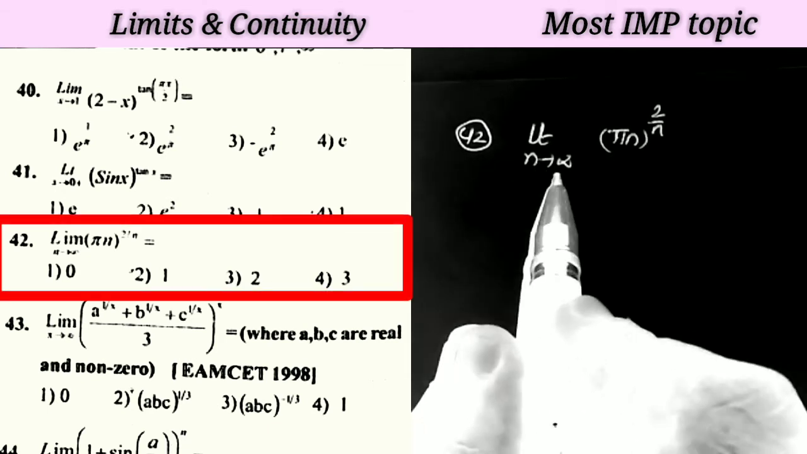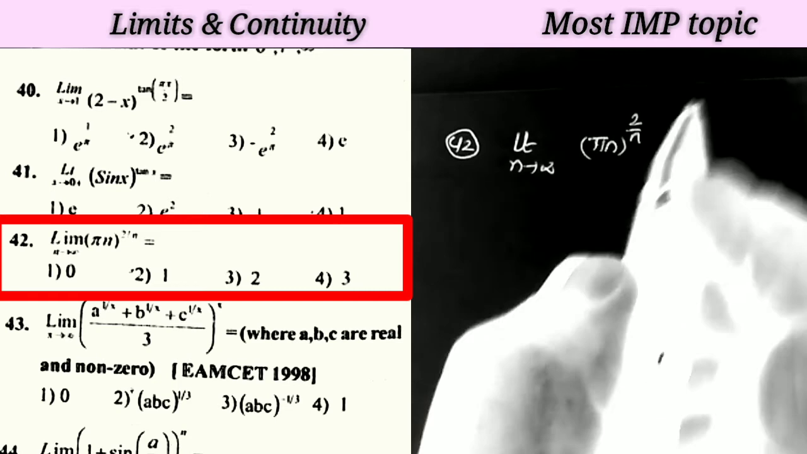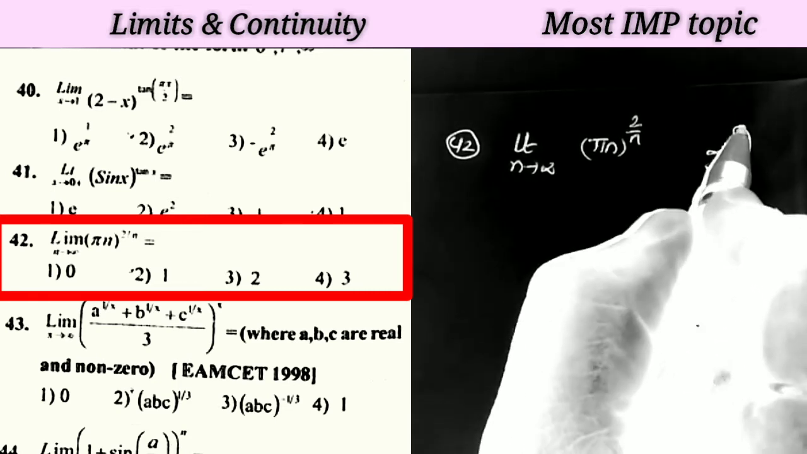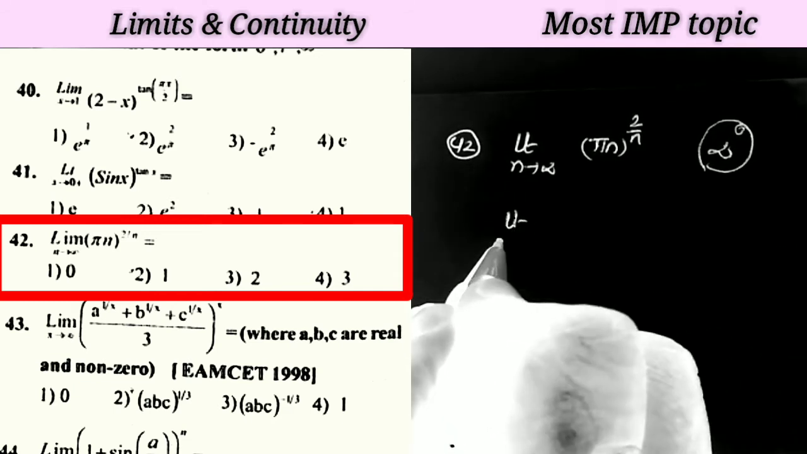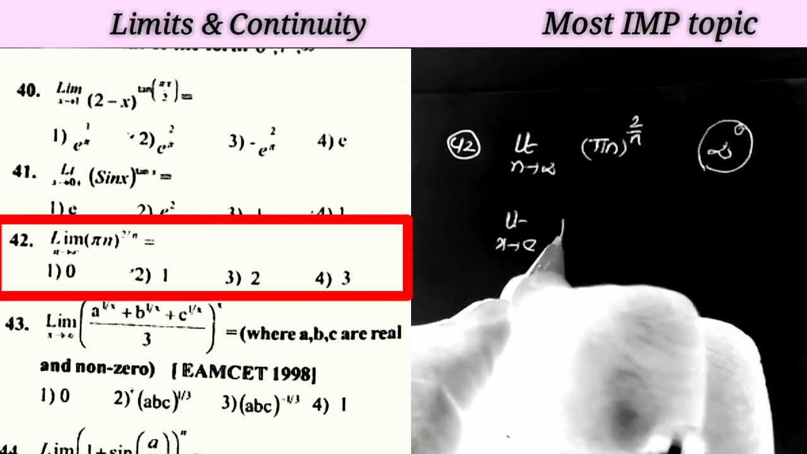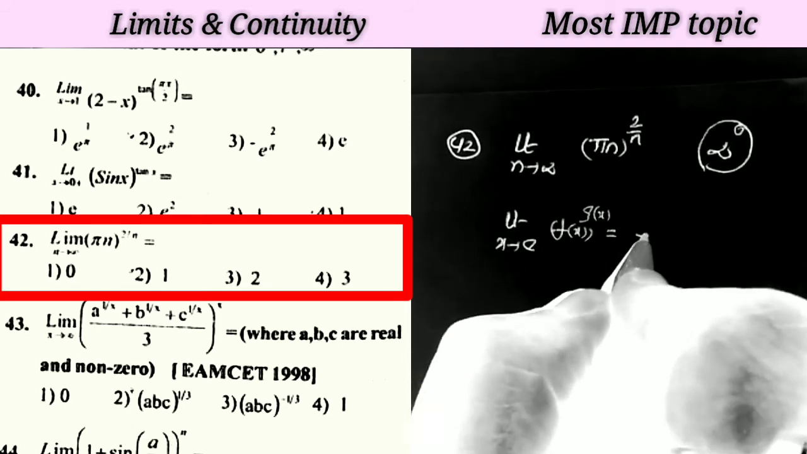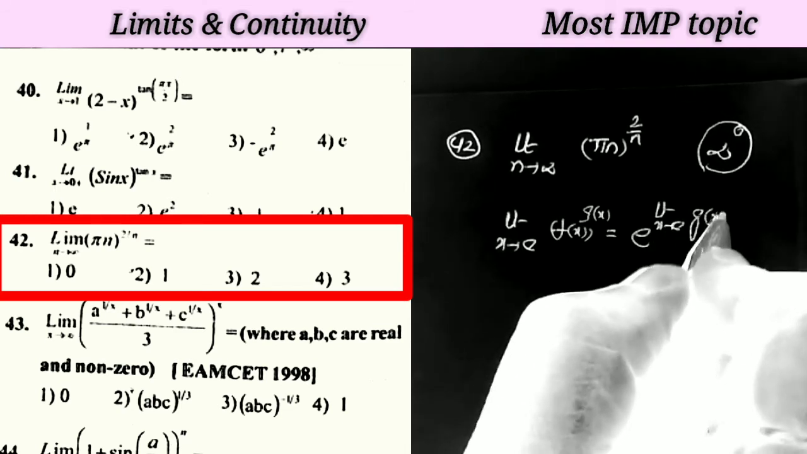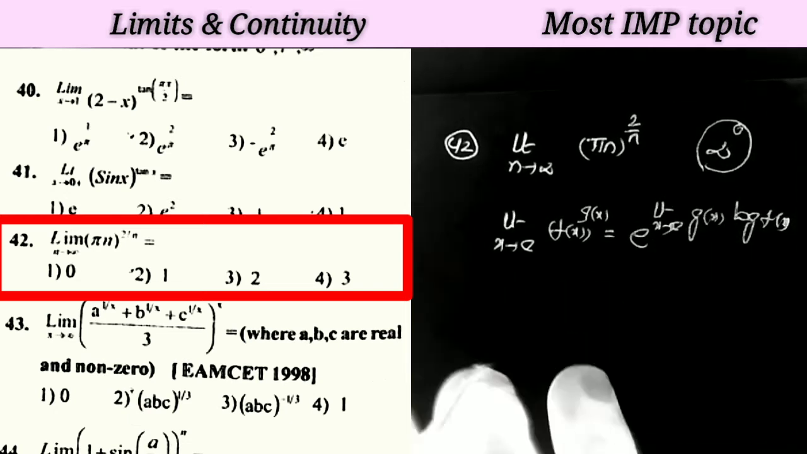Next one, limit n tends to infinity of pi n power 2 by n. First, taking n equal to infinity directly in the given question, it returns the value infinity power 0. Infinity power 0 means we have one particular formula. What is that formula? Limit x tends to a f of x power g of x is equal to e power limit x tends to a g of x into log of f of x. So this is the formula to find the limit of the form infinity power 0.